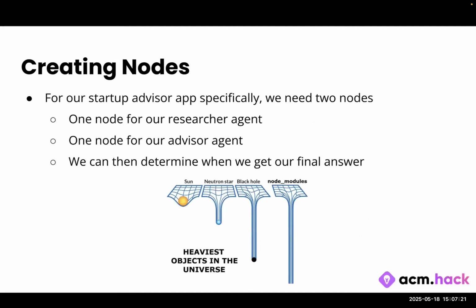Okay, so for our startup advisor app that we're talking about, as we said before, we need two nodes. We need one for a researcher agent, and we need one for an advisor agent, and then we'll finally get to connecting these nodes to make a graph. And then once we have that graph, we can run our graph pipeline and then get our final answer.